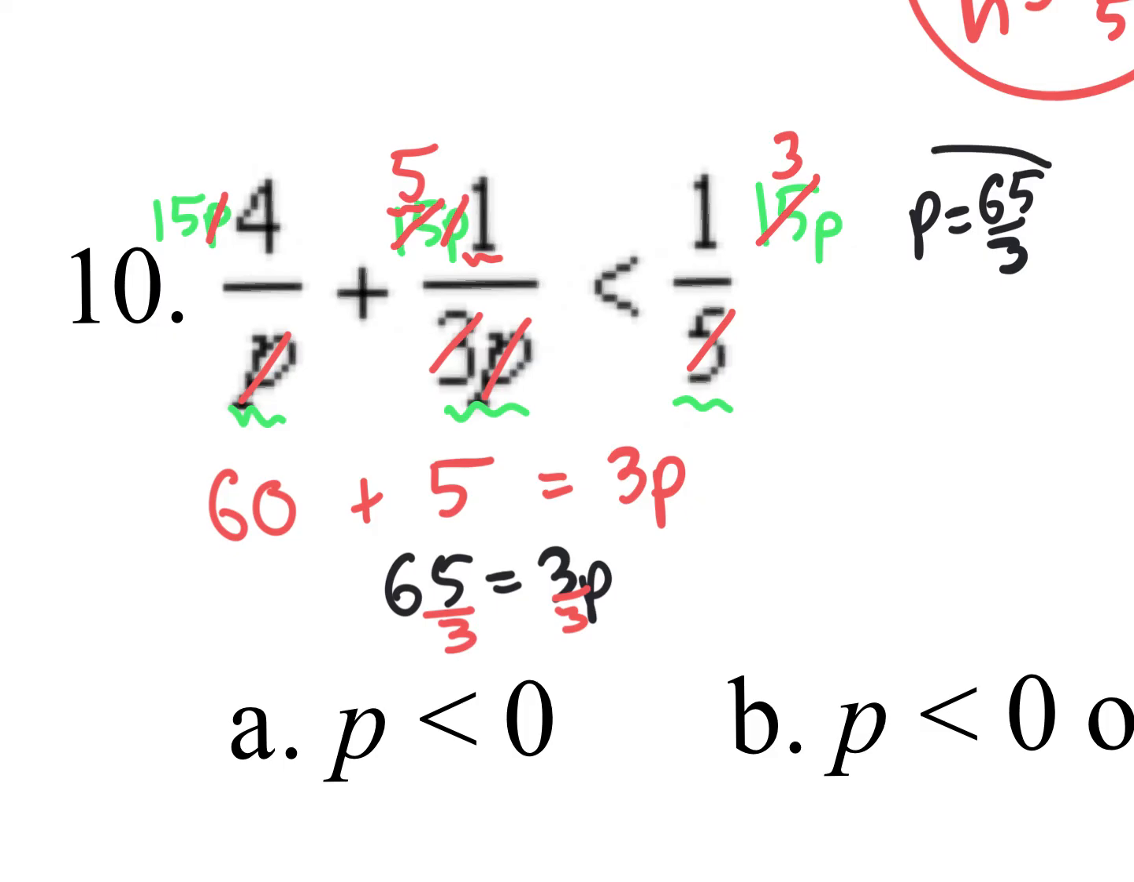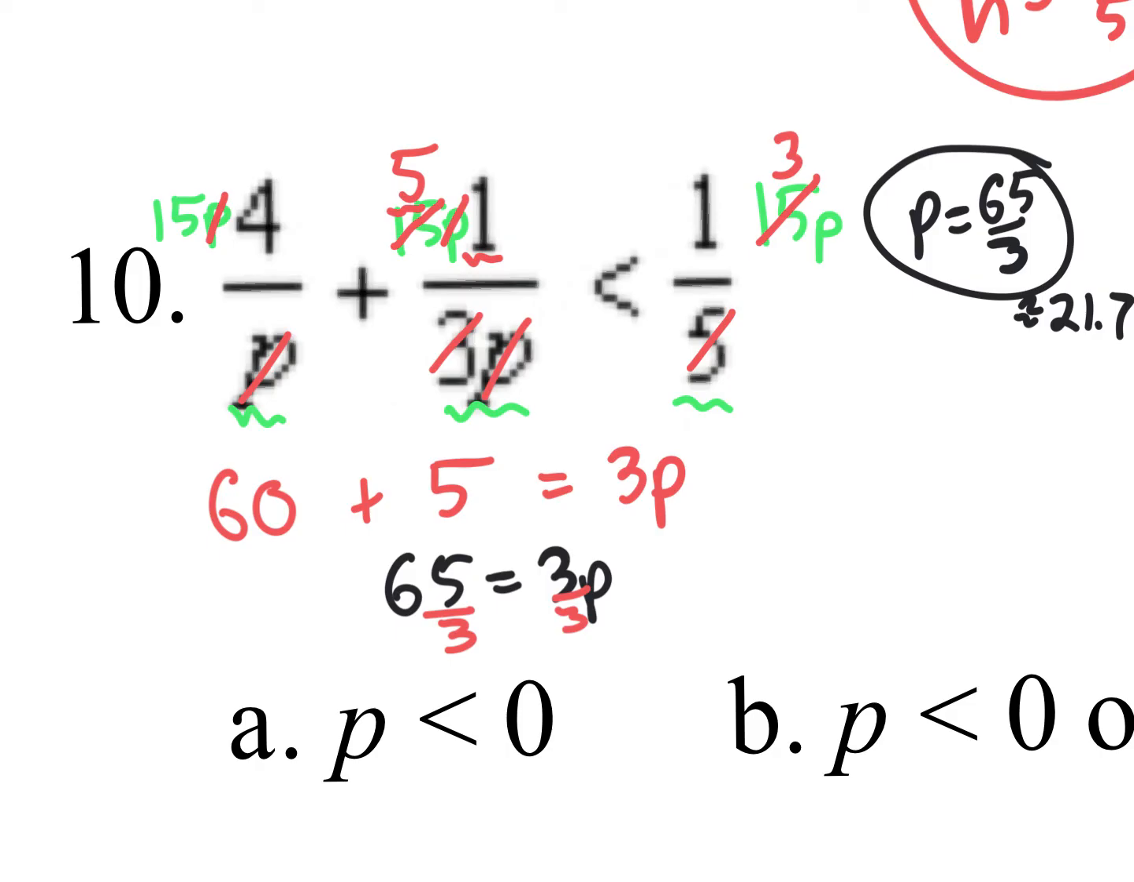So this is what we call a critical point, right? Because it's an inequality, our p-values are either going to be above this 65 thirds or below this 65 thirds, okay? And this 65 thirds, just so you can know, is, with a calculator, about 21.7, okay?